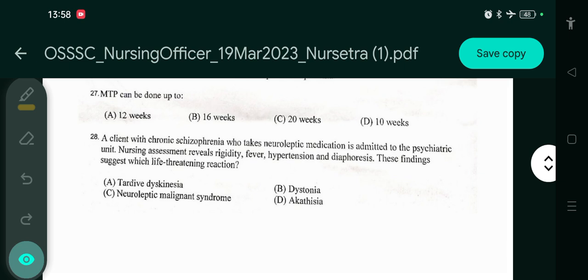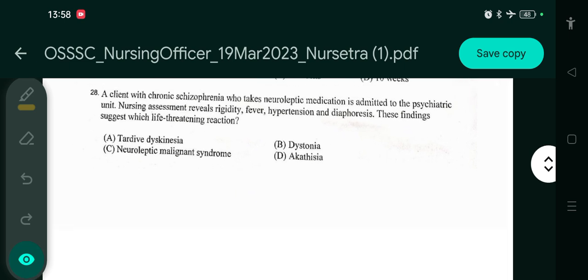Next question: a client with chronic schizophrenia who takes neuroleptic medication is admitted to the psychiatric unit. Nursing assessment reveals rigidity, fever, hypertension and diaphoresis. This finding suggests which life-threatening reaction?